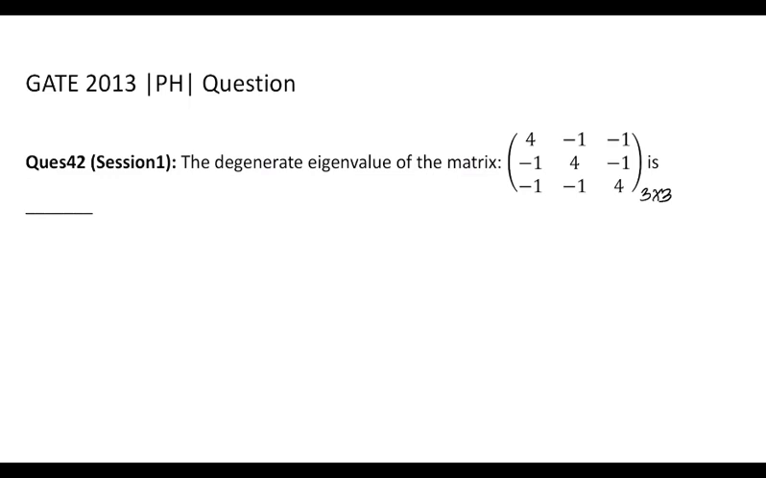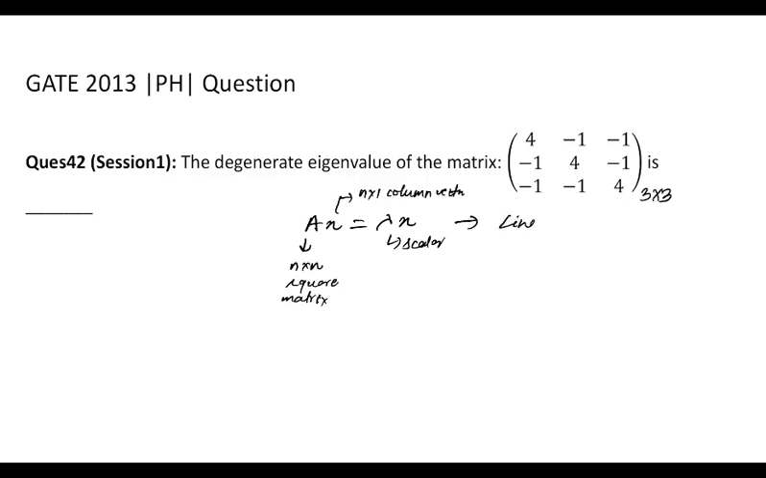Now, first of all, for solving this question, we may write the eigenvalue equation: Ax equals lambda x, where A is your n cross n square matrix, x is an n cross 1 column vector, and lambda is some scalar. So this eigenvalue equation actually represents some kind of linear transformation of x.